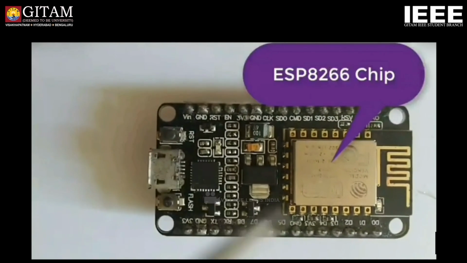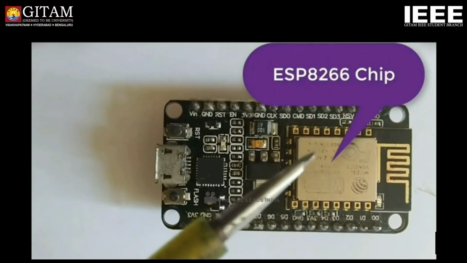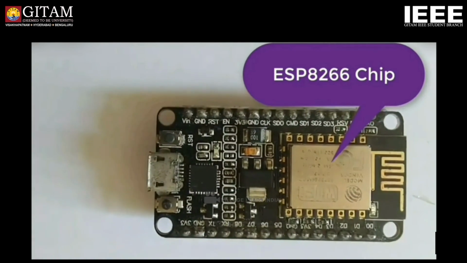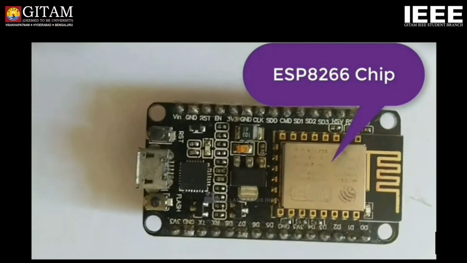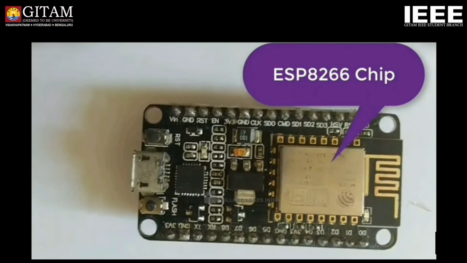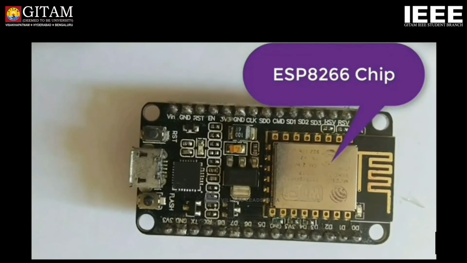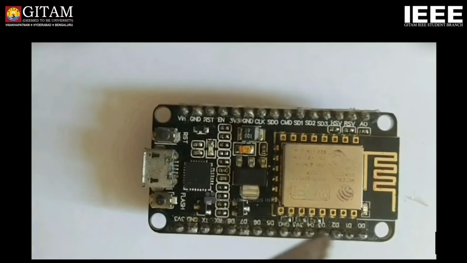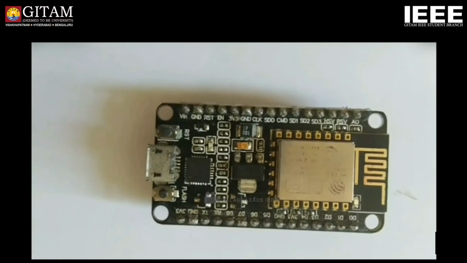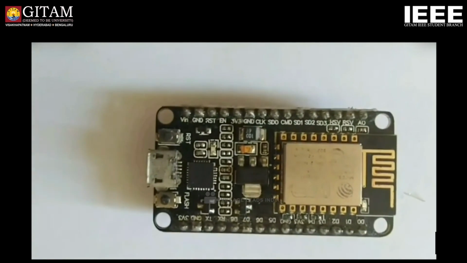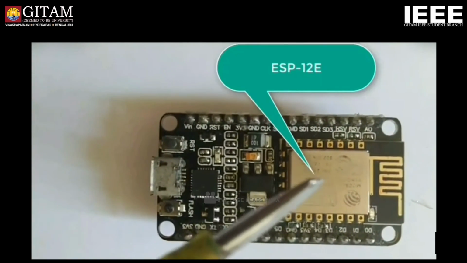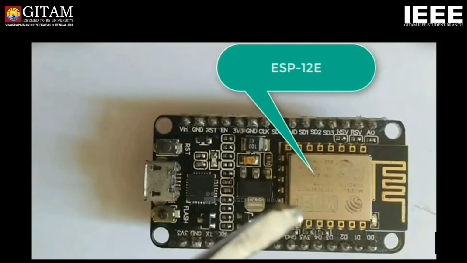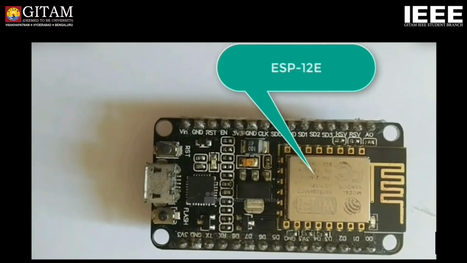Here, the NodeMCU development board consists of the ESP8266 chip. What is the ESP8266 chip? It is a Wi-Fi enabled system on chip module developed by Espressif Systems. It is mostly used for development of IoT applications. In ESP8266, here ESP-12E is the model. It is embedded with a Tensilica Xtensa LX106 core. This chip is widely used in IoT applications only.